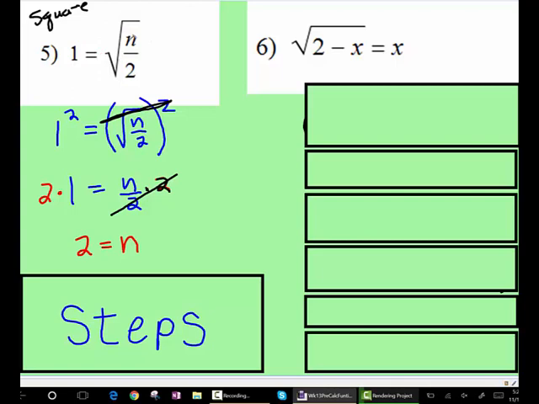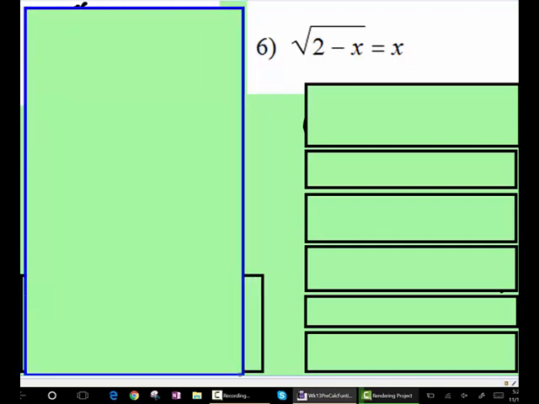Plug 2 back into here. Well, 2 divided by 2 is 1. The square root of 1 is 1, so 1 equals 1. Check.